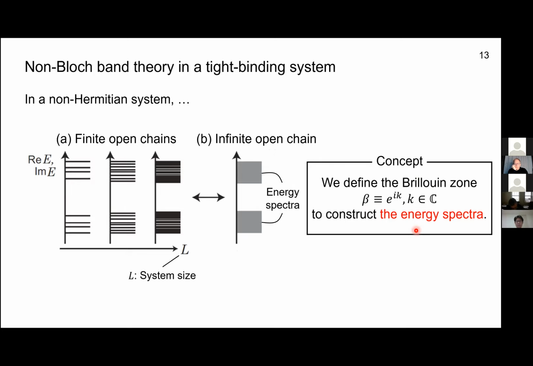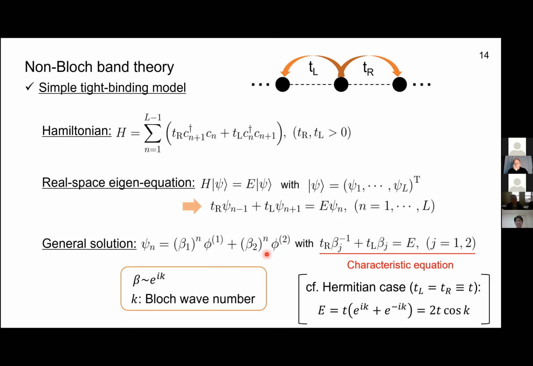However, this is the abstract of the non-Bloch band theory, so I will show the calculation of the energy spectrum and the generalized Brillouin zone in the simple tight binding model as shown here. The Hamiltonian of this system is given by this form. And t_R and t_L represent the asymmetric hopping amplitudes.